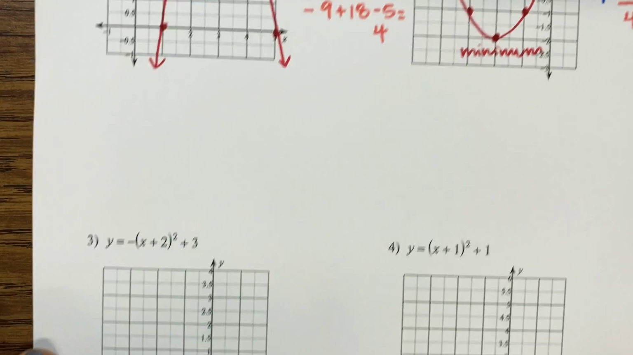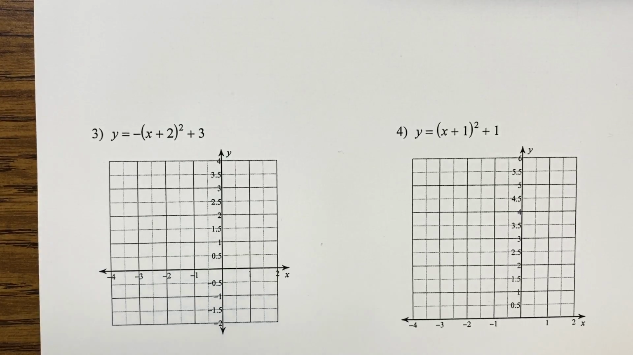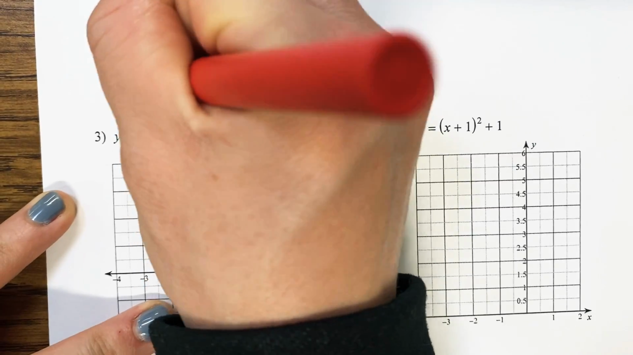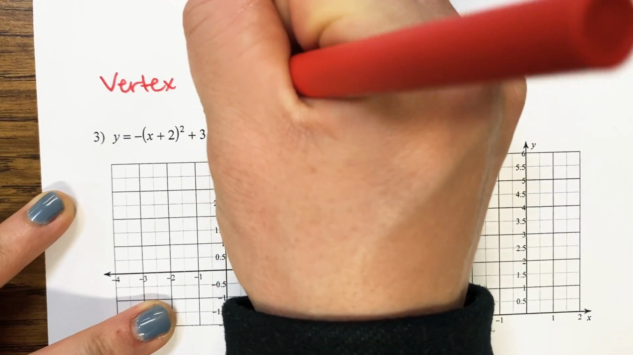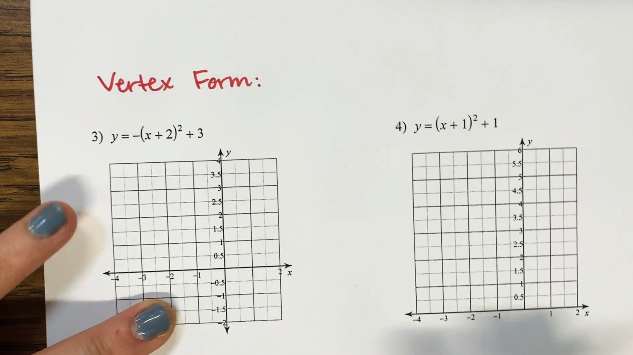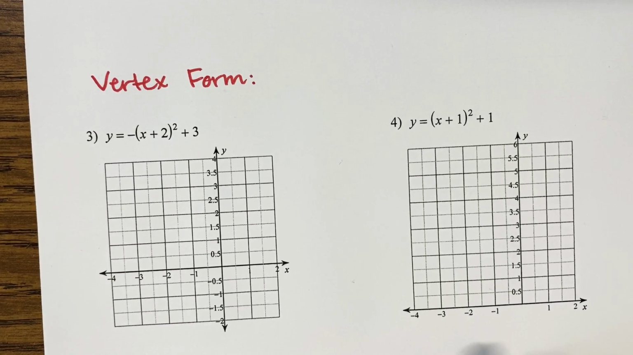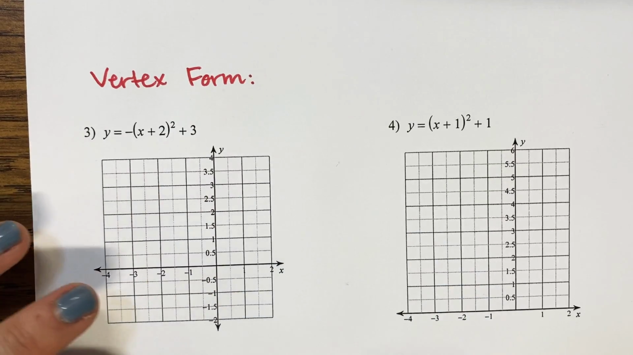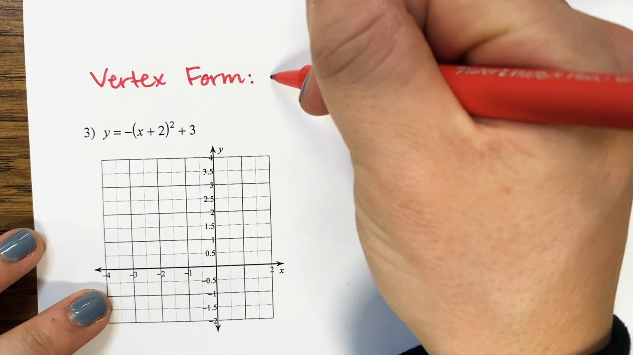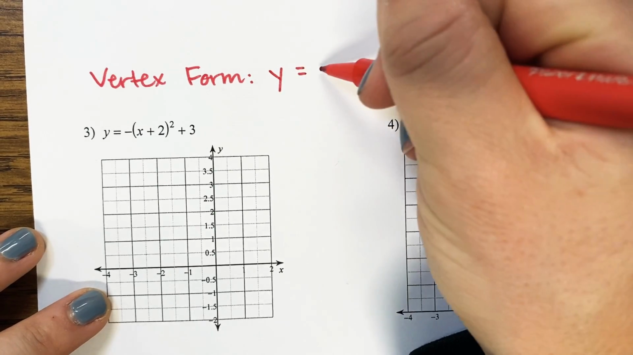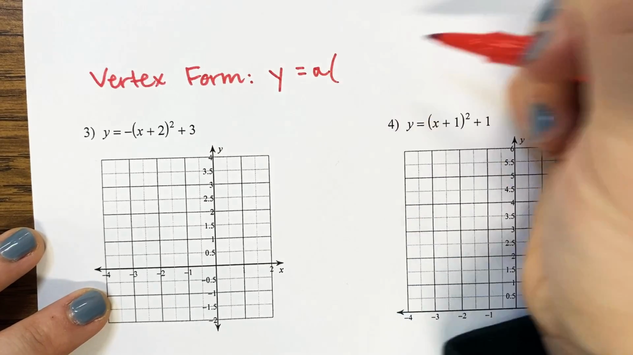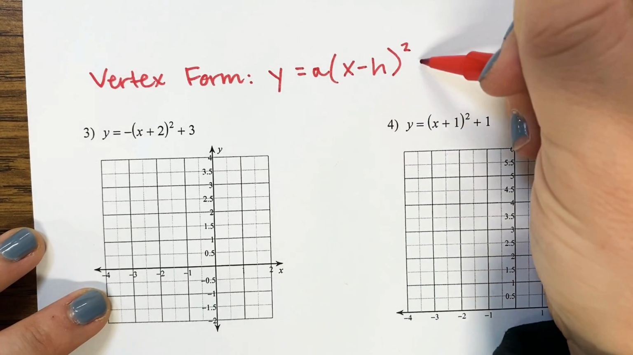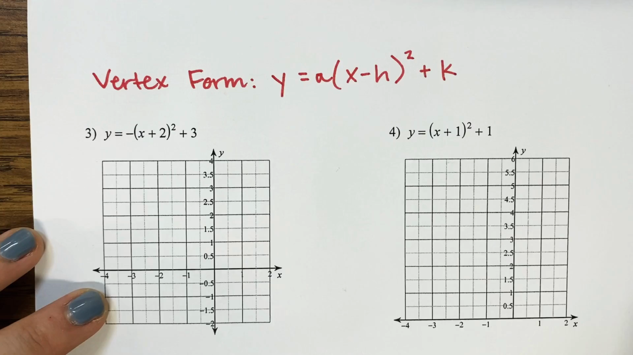Okay, so now we have quadratics in vertex form. Let's write on our notes, what is vertex form? What does it look like? Well, vertex form is really nice because we don't have to solve for our vertex. We can just identify it using our equation. So vertex form is Y equals A times X minus H squared plus K.